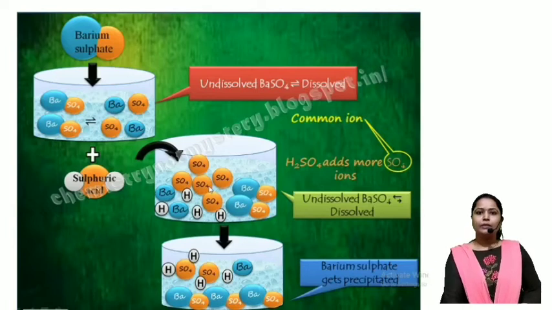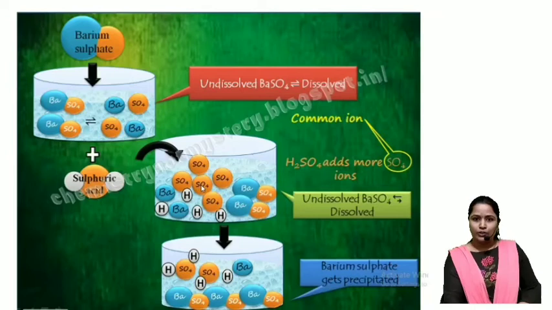So the equilibrium is disturbed. In order to maintain the value of K constant, the excess sulfate ions from the solution combine with Ba2+ ions to form again undissociated molecules of barium sulfate, and hence we get the precipitate of barium sulfate.